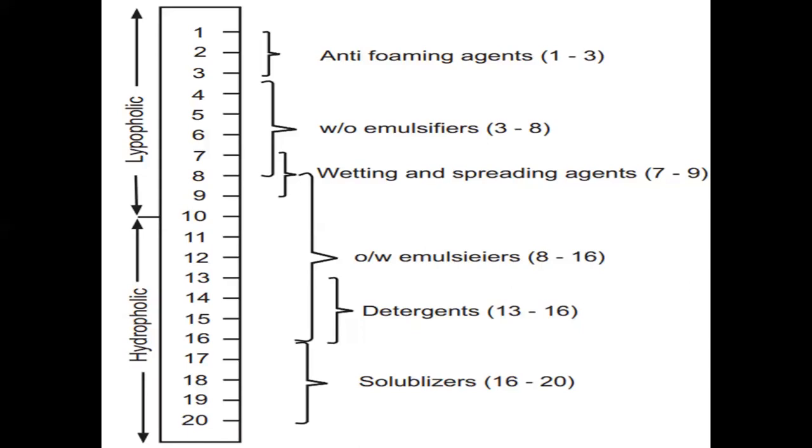The detergent is another type of surfactant. It is a mixture of surfactants and it is used for cleansing property in dilute solution. Then next, wetting and spreading agent. Wetting means it provides wetting property.